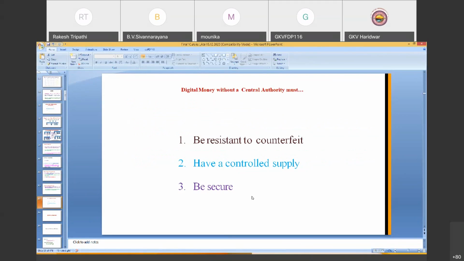Somehow this font got changed. I don't know, but I hope that it is readable.